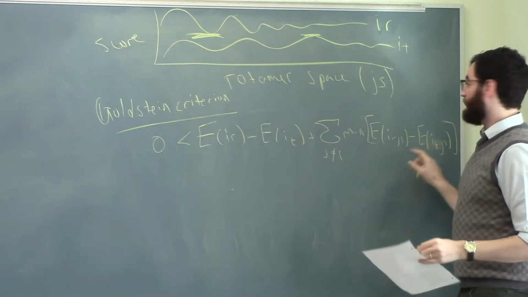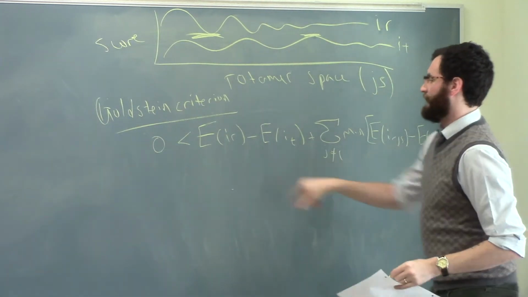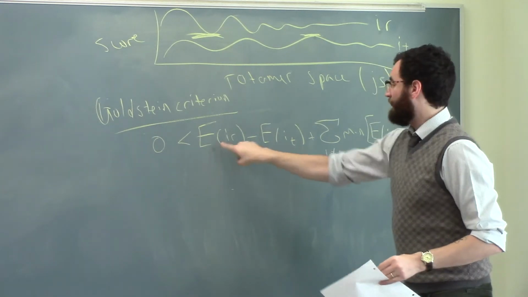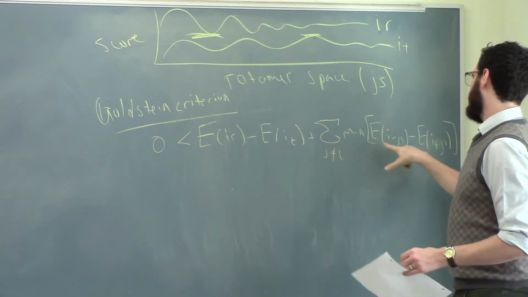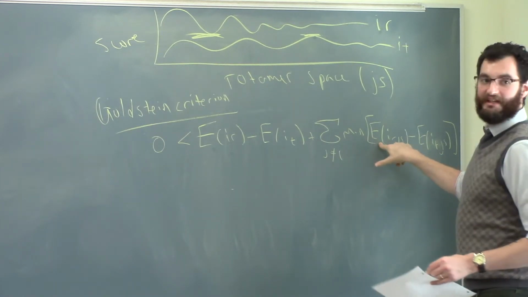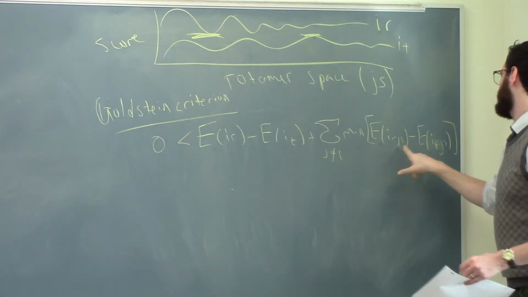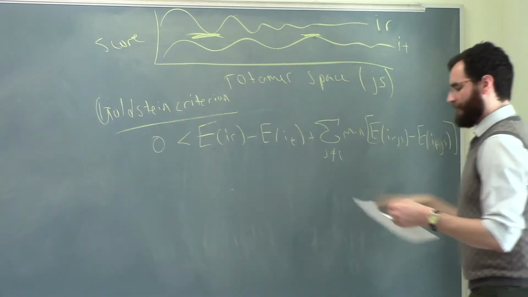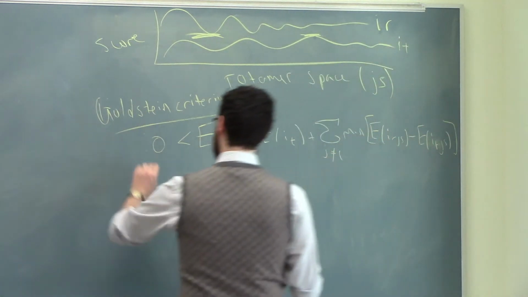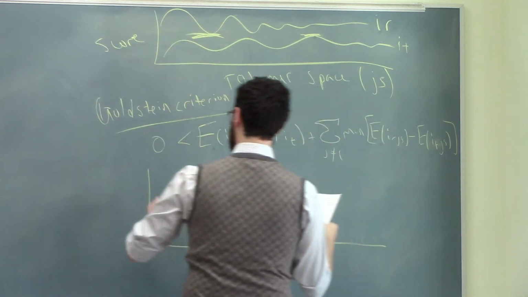Okay, so in case you can't read it, it's sort of in the corner. This is E of IR minus E of IT plus the sum of the minimum of the difference of E IRJS minus E ITJS. And so what this allows us to do is to have a situation like this.